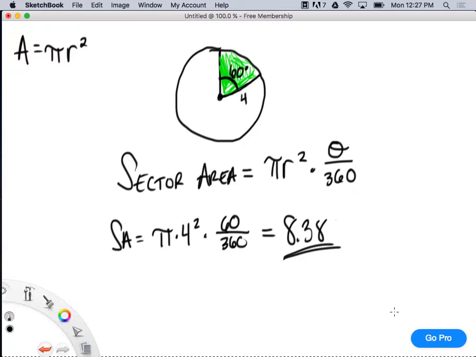If we do 4 squared times 60 divided by 60. No, you can just do 4 squared times pi times 60 divided by 360. Okay. Equals 8.38. I got it. It's 360, right?